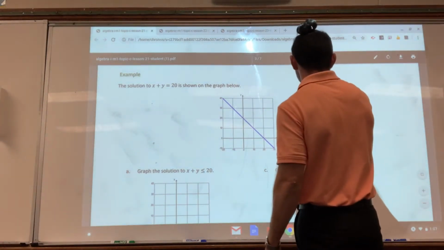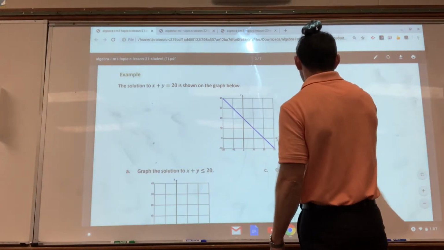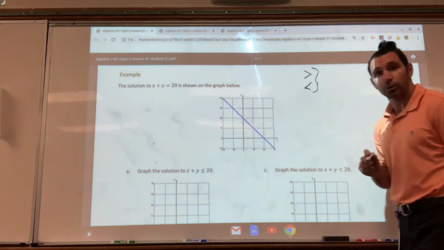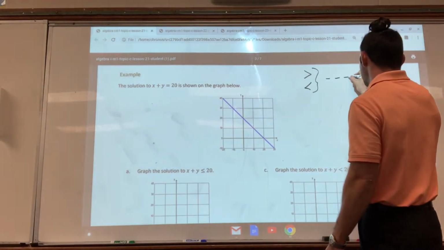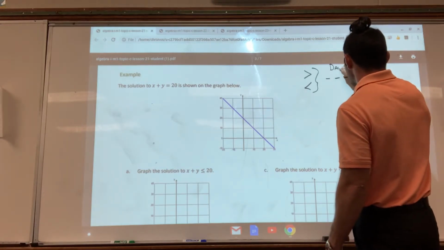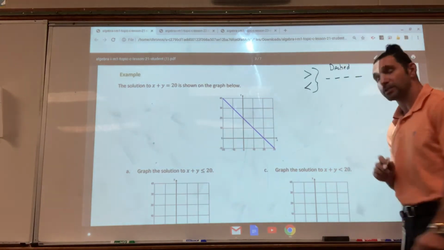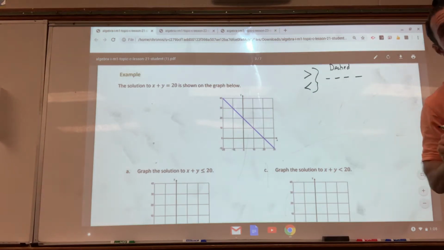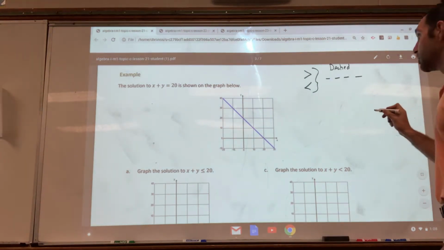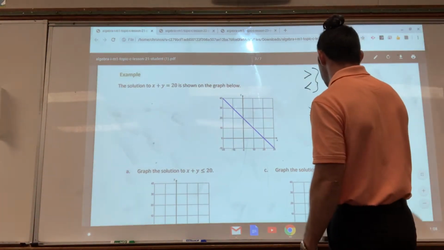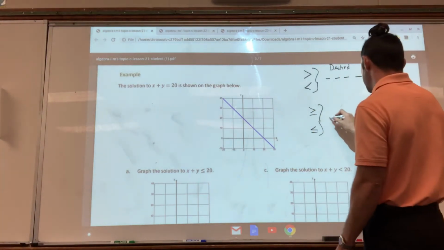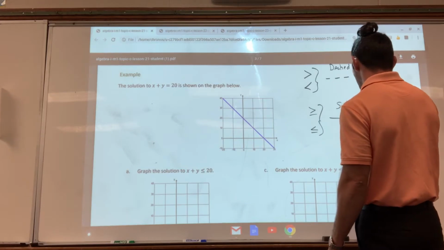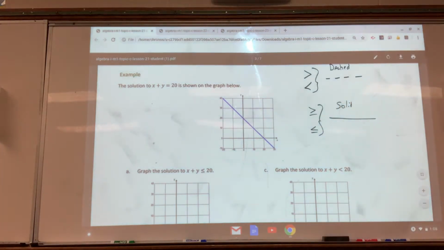So there's a couple things that we need to know. Greater than and less than. When we graph a greater than or less than inequality, the line will be dashed, because any point on that line will not be a solution. So what happens if it's greater than or equal to or less than or equal to? Well, if that's the case, then it's a solid line. Why? Because on that line, those are parts of the solution.